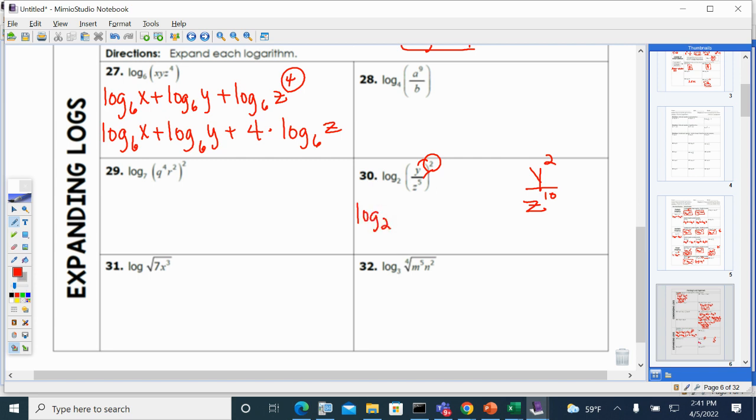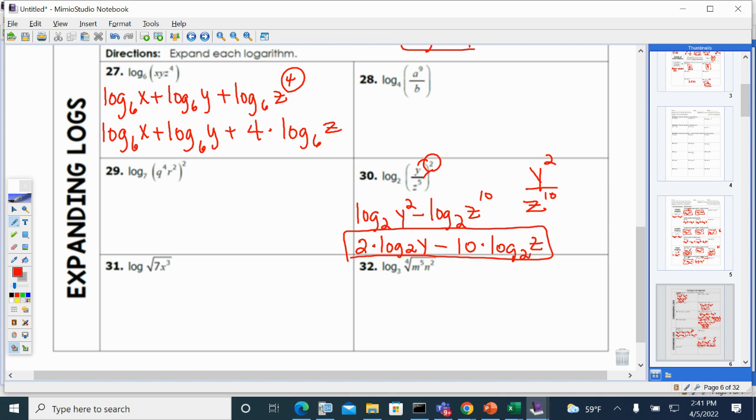Log base 2 of y squared minus log base 2 of z to the 10th power. And then I need to move those exponents out to a product. So 2 times log base 2 of y minus 10 times log base 2 of z. All right, so that's expanding.